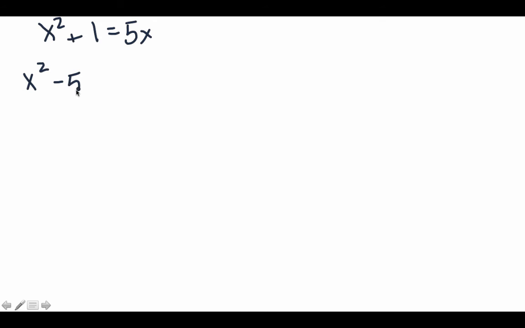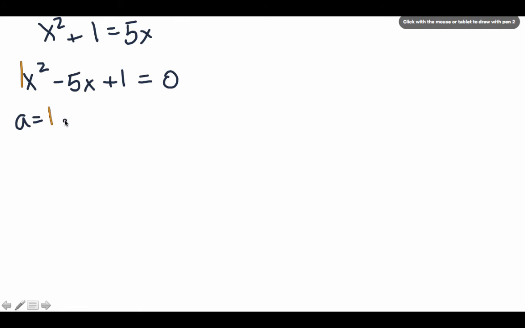So x squared plus 1 equals 5x. Set it equal to 0. X squared minus 5x plus 1 equals 0. Factors of 1 that add to 5, there are none. So a is equal to 1. If you can't see that, there's nothing there. It's like there's a 1. B is equal to negative 5.